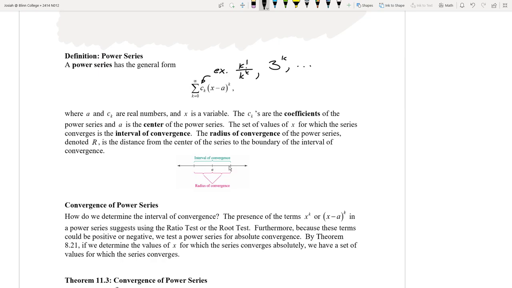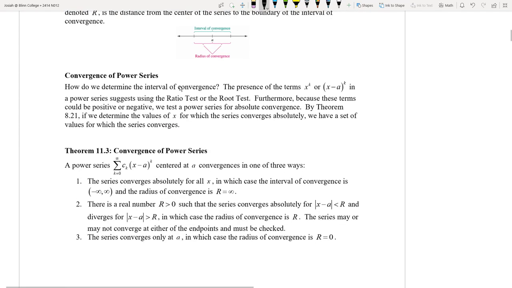When x falls too far away from a, this x minus a gets too big, and when we take it to the k power, it ends up diverging. So we will have an interval of convergence that shows the x values in which we actually get convergence. The radius of convergence is going to be the distance from a to the outside of our interval. That's going to be capital R, the distance from the center to the boundary of the interval.